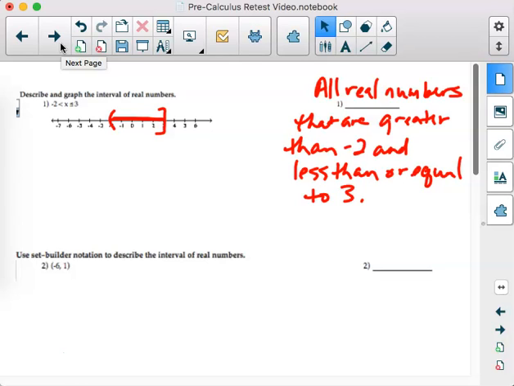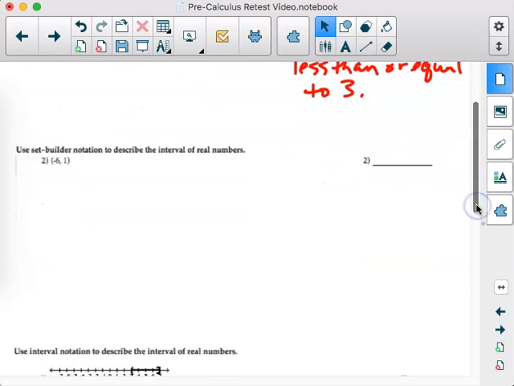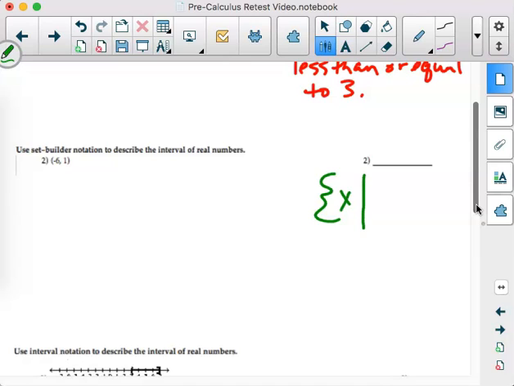Number 2, use set builder notation to describe the interval of real numbers. So what I have to do is remember that I have to use the brackets. You don't have to be perfect at making the brackets, but those brackets are special in math. They tell mathematicians that you are talking about a number set. And then you have to decide, are you going to use X, or are you going to use N? What are you going to use? I'm going to use X.